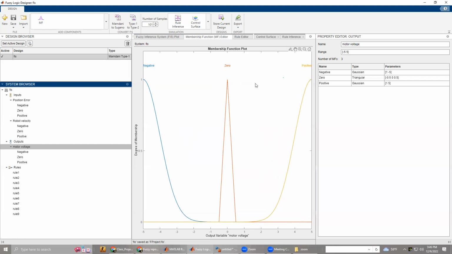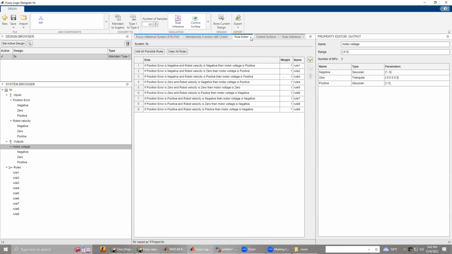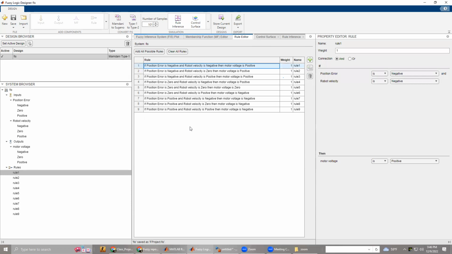Now, these rules need to be set in place in order for the system to know how to deal with the inputs and map them to the outputs. That's where we move to the rule editor. Rule 1 says if position error is negative and robot velocity is negative, then the motor voltage is positive. That is saying, if the robot is too far away and is moving farther away, the robot should move forward.